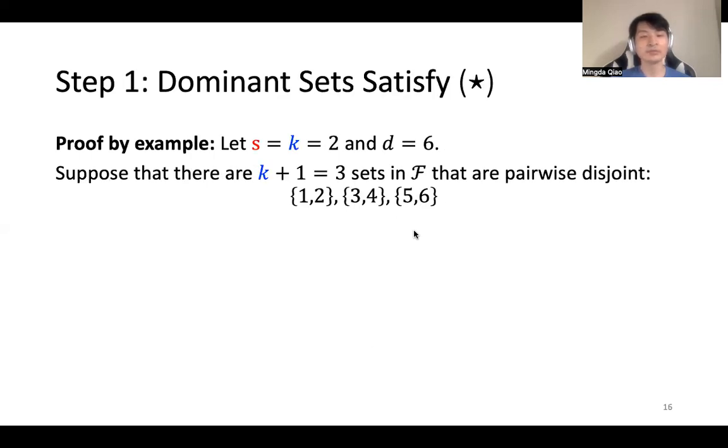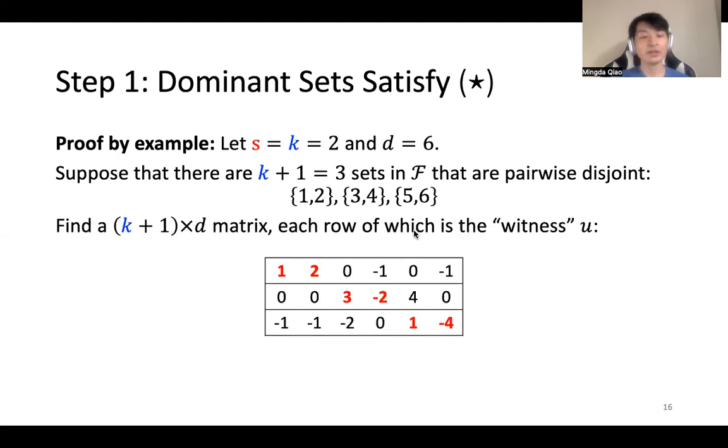For the first step, we give a proof by example. Let's say both S and K are equal to 2, and the ambient dimension D is 6. Suppose, for the sake of contradiction, that we can find K+1 sets or 3 sets in F that are pairwise disjoint. Let's say they are 1, 2, 3, 4, and 5, 6. By our definition of F, for each set, we can find a witness U. So, for example, for the first set 1, 2, we have this first row of the matrix such that the first two coordinates contribute at least 1/2 of the one norm of this row.